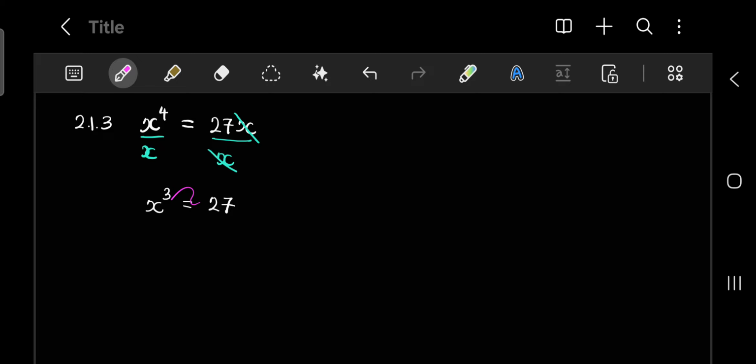Next step is for us to get rid of this cube, and the only way to do that here is to cube root. Please remember, it is an equation, so what you do on one side, you must do on the other side as well. On the left, the cube root and the cube cancel out, and you're left with x. On the right hand side, the cube root of 27 is 3.